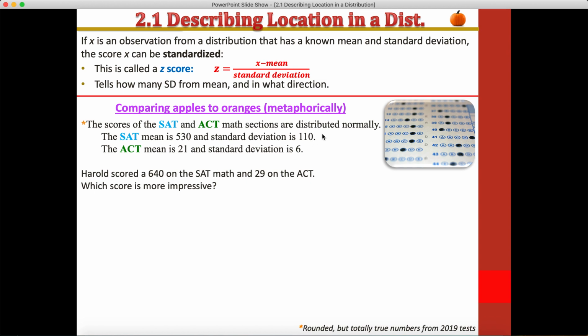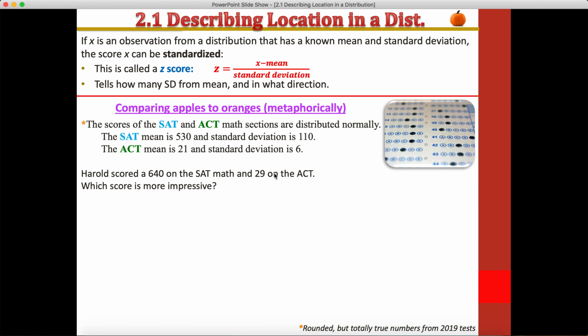So again, a useful tool here is that it allows us to compare things that we normally can't compare. The scores of the SAT and ACT math sections are distributed normally. So the mean SAT math score is 530 with a standard deviation of 110. The same thing with the ACT is 21 and 6 respectively. Suppose this made-up kid Harold scored a 640 on the SAT math and 29 on the ACT. Good job, Harold. That's actually really good.